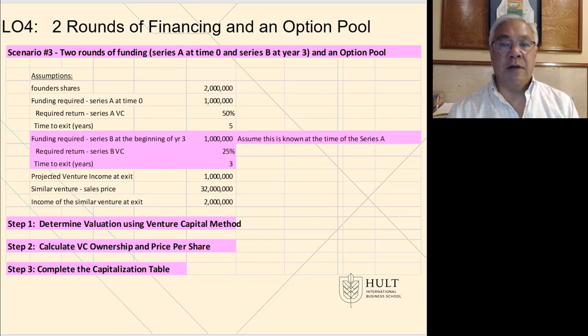Learning Objective 4 is the most complicated we'll do in this lecture, and it's where we have 2 rounds of funding and also an option pool. So we're just stacking complexity on scenarios 1 and 2.